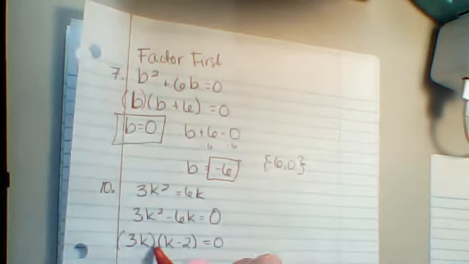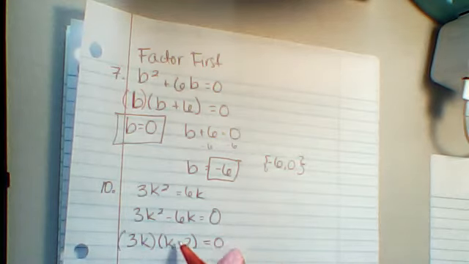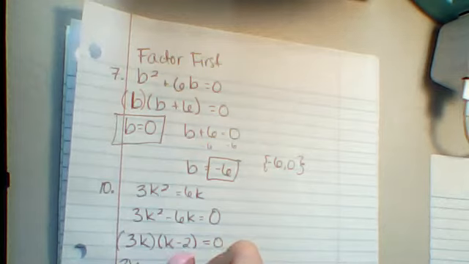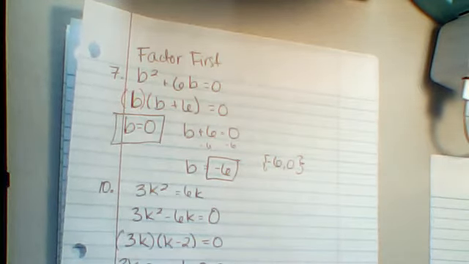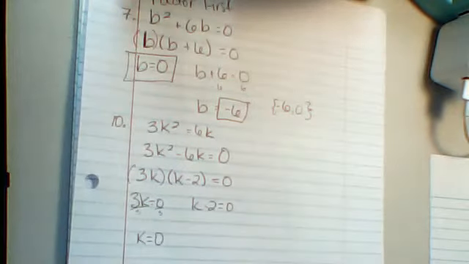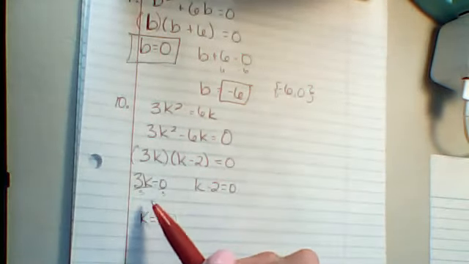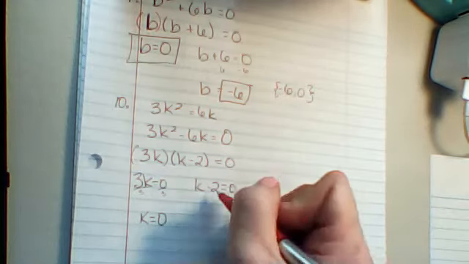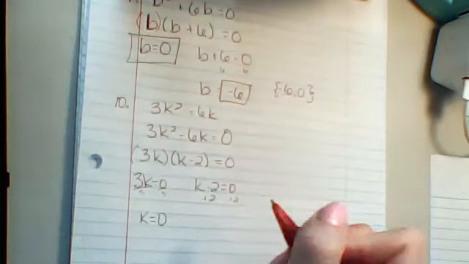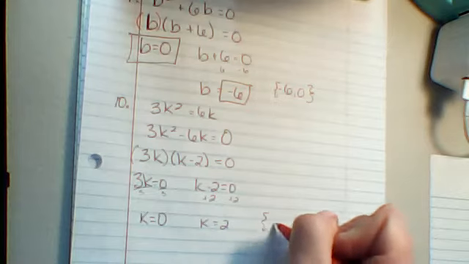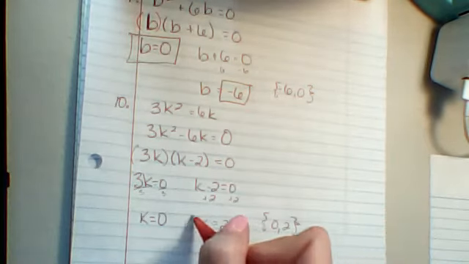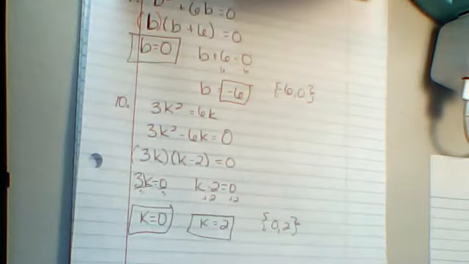So now I know either this term or this binomial needs to equal 0. Either this stuff has to equal 0 or this stuff has to equal 0. So I set them each equal to 0 and then solve for k. If I divide both sides by 3, I get k equals 0. Or I add 2 to both sides, and I get k equals 2. So 0 or 2 are possible answers. Okay, k equals 0, k equals 2.